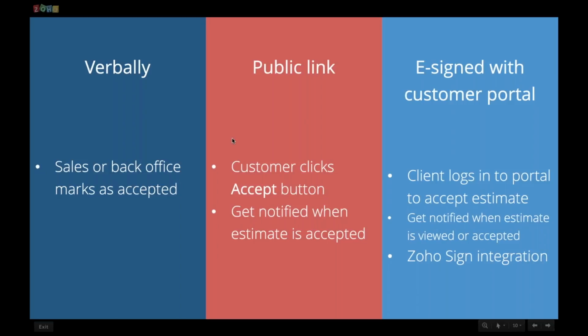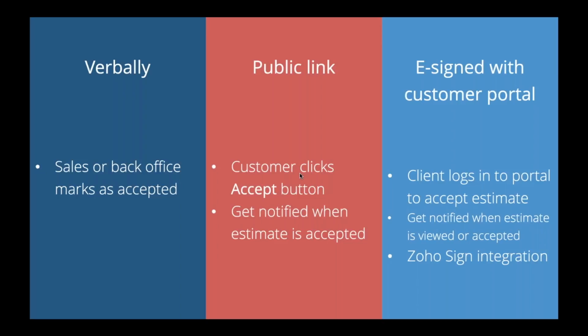A little bit more advanced is to send the public link, which comes with an accept button. So if you do that, the beauty of this is that you don't have to do as much manual follow-up to find out if the customer likes what you're offering them. Basically, they can just open the link to the estimate in their email. They will have a big blue accept button. If they hit that, then you'll get an update letting you know that they've accepted it.